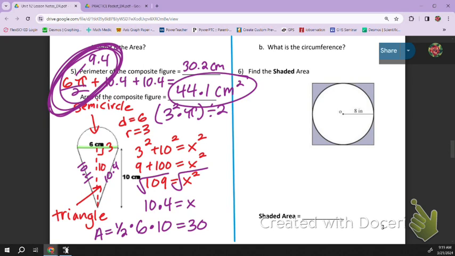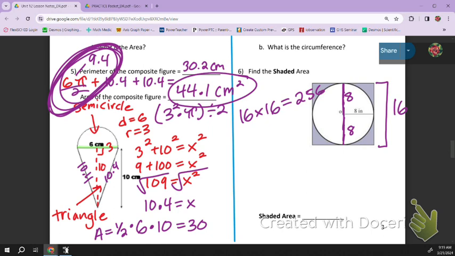Number 6. We've got a square, and inside is a circle. What's the side length of this square? Good job, it's 16. Yes, our side length of the square is going to be 2 of the radiuses, which is 1 diameter, so it's 16. So to find the area of a square, we do 16 times 16. You should get 256. That's the area of the square.